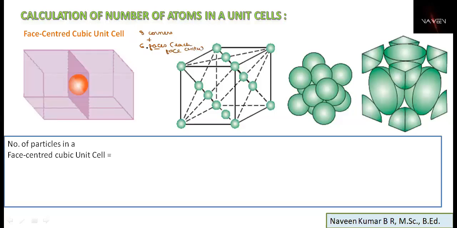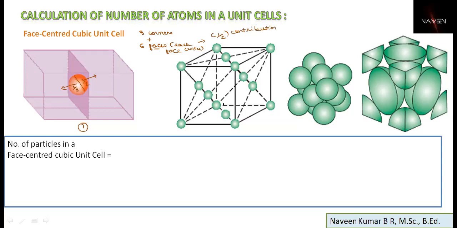Now, the contribution of a face particle: if you look into this first diagram, there is a particle present at a face center. Now, 1 by 2 of this is present in this unit cell, and 1 by 2 of this is present in this unit cell. That means a particle at a face center is equally shared by 2 unit cells, and the contribution factor for a face center particle will be 1 by 2.